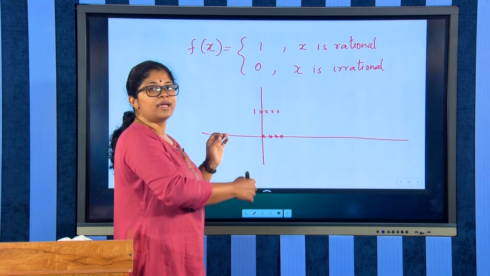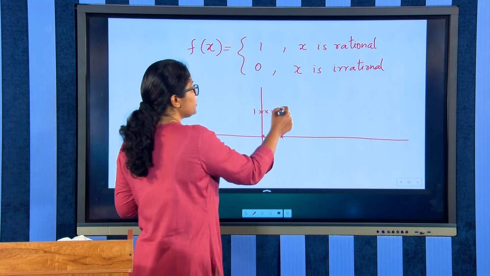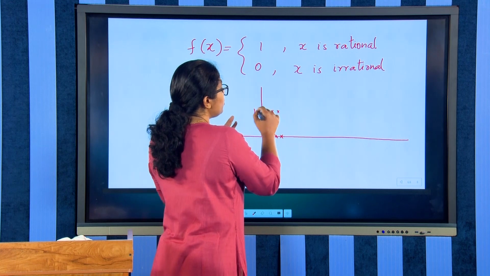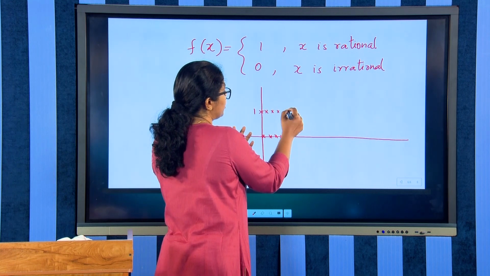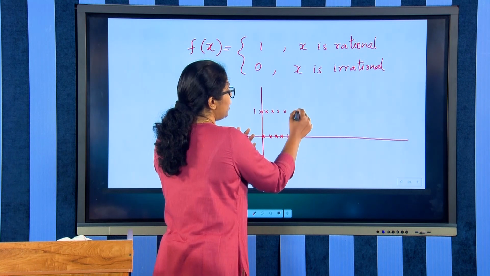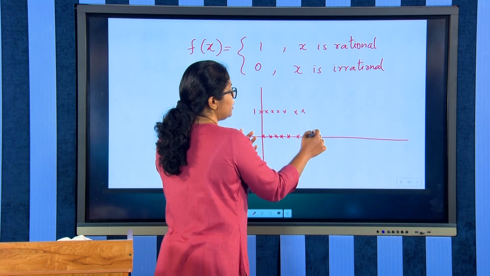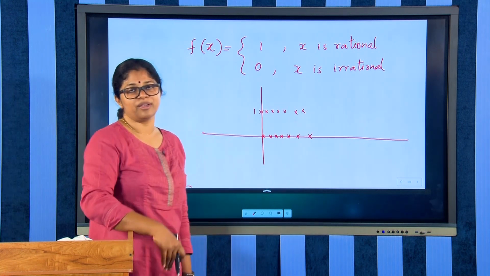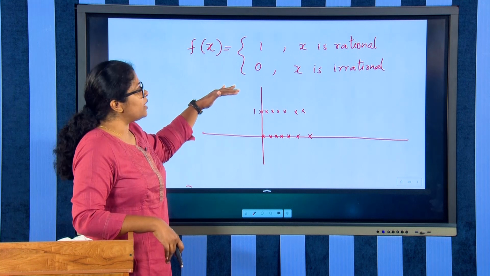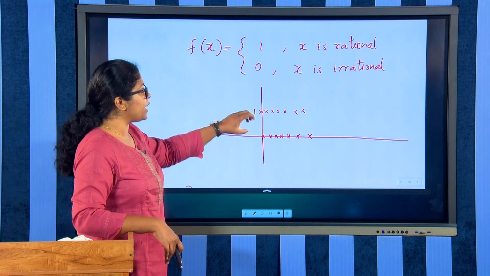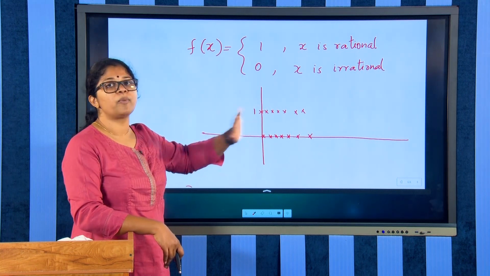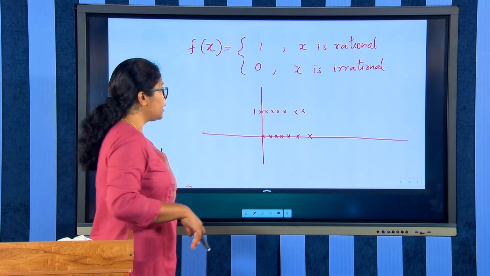We cannot draw this without taking our hand from this. So, 1, 0, again 1, 0, again 1, 0, and like that it will go on. So, this is the Dirichlet function, which is a highly discontinuous function. At no point it is continuous.